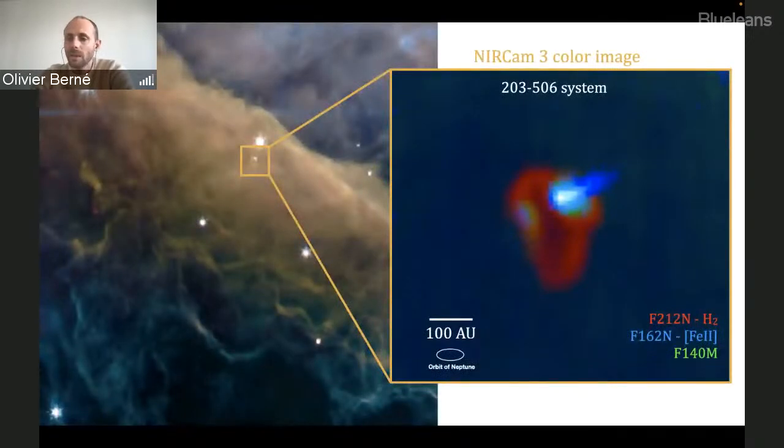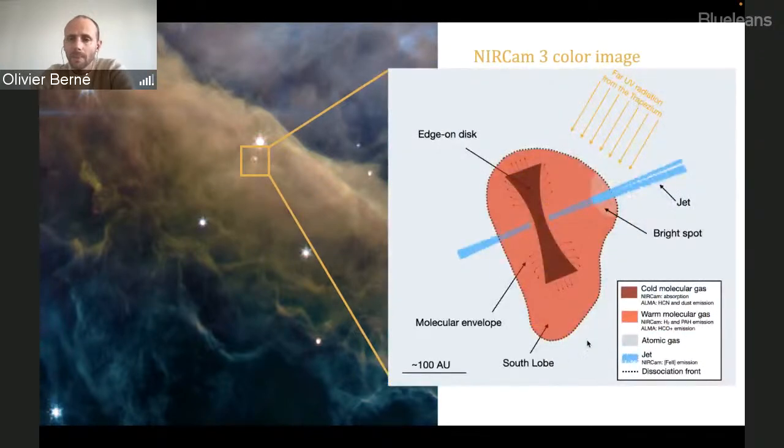So if I go back to this image, the current picture that we have for this object is the following. You have this edge-on protoplanetary disk, which is illuminated by the far ultraviolet photons of the Trapezium cluster. And this radiation hits the protoplanetary disk and heats up the disk. And because of the increase of the local pressure, this results in the ejection of gas from the surface of the protoplanetary disk. And this gas is feeding the envelope that is surrounding this protoplanetary disk. So what we think we see is a photoevaporation flow.